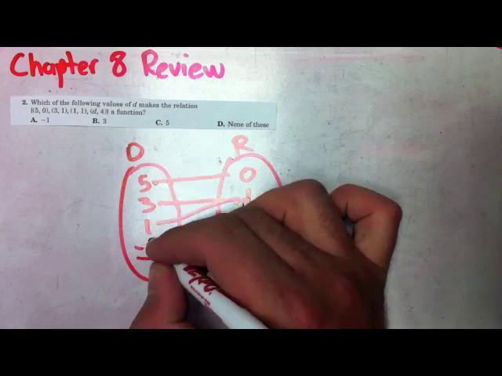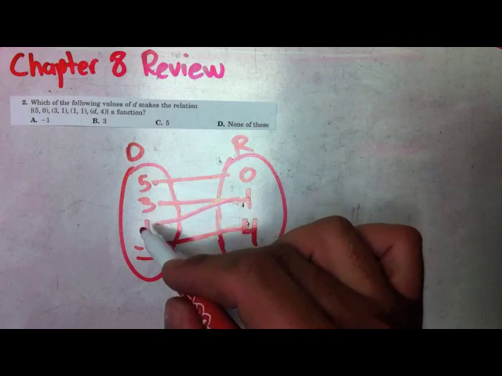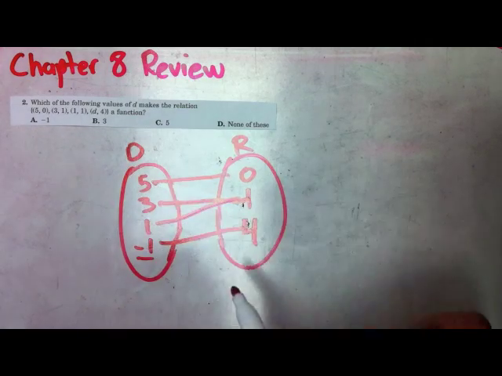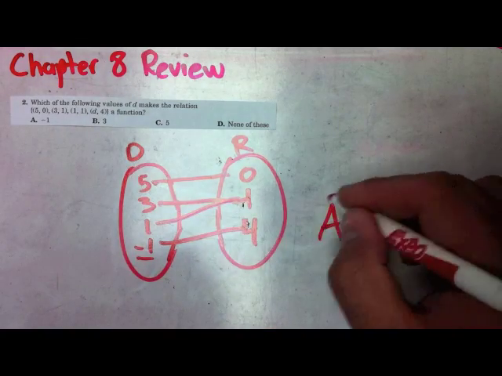Negative 1 is not on here, though. So let's try it out. Now, negative 1 goes to 4. Now, do all these domains have one line coming out of them? Yes. Remember, it doesn't matter where they're going. So the correct answer here is A.